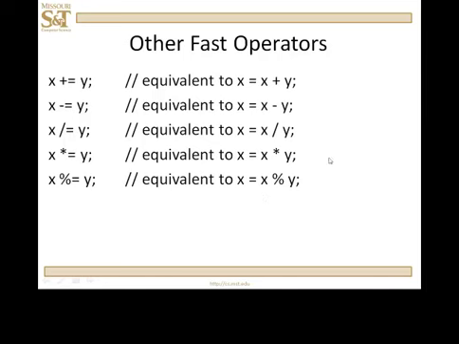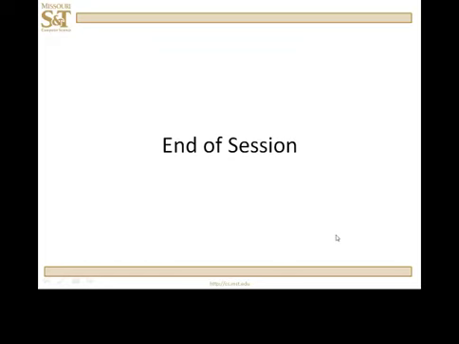Okay, the other fast operators. These are what they call self-assigning. x += y, x -= y, x /= y, x *= y, x %= y. Just looking at the top one, x += y is equivalent to x = x + y. So if, for instance, you wanted to increment something by 3, then x += 3 is the same as x = x + 3. And again, the usefulness of these is that they are very, very fast. And that is a wrap-up of the arithmetic and assignment operators.